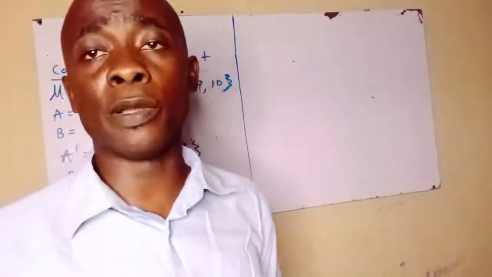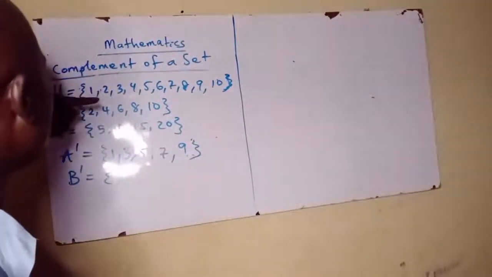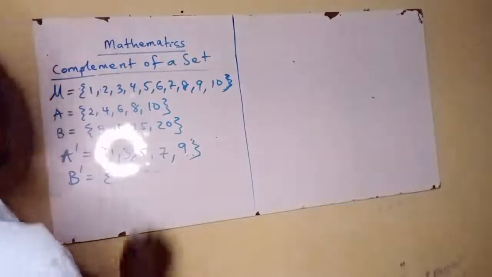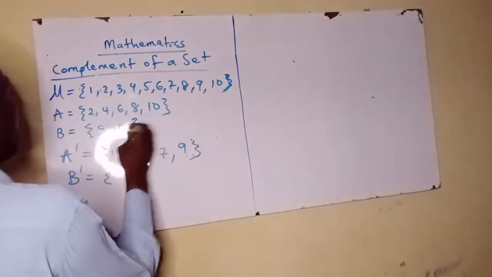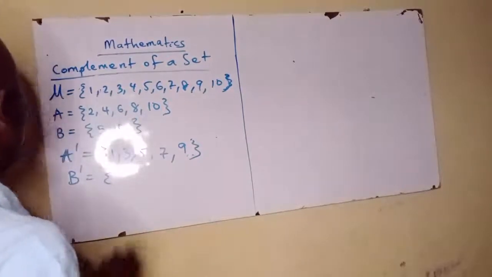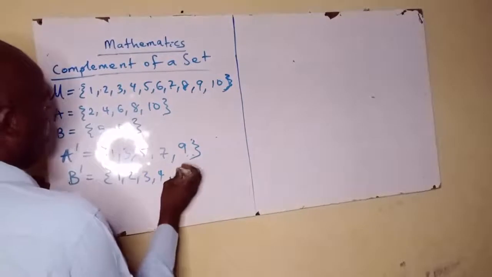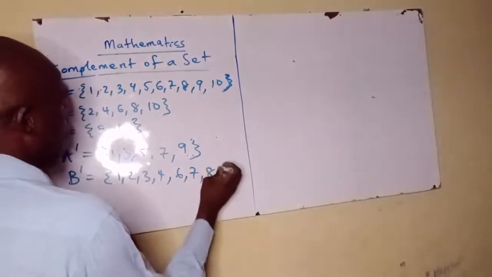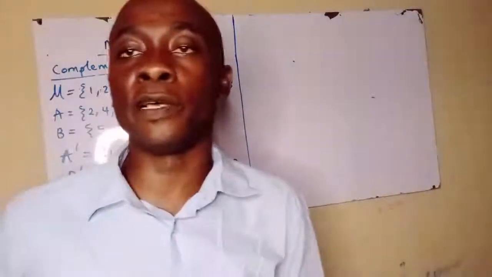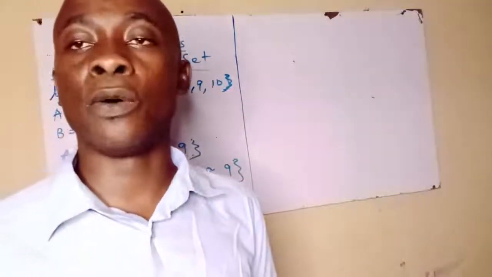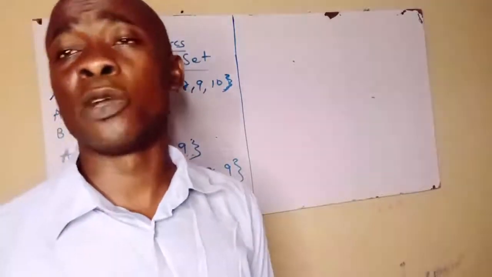Then when we are talking of B complement, how do I go about this? B complement is what we have inside the universal set that is not in B, and that will be 1, 2, 3, 4, 6, 7, 8, and 9. Sorry, I've already corrected myself there. So that's it.